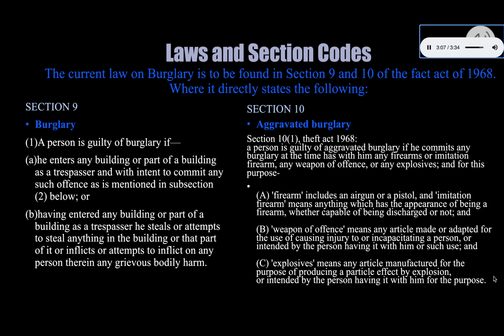Part C. Explosive means any article manufactured for the purpose of producing a practical effect by explosion, or intended by the person having it with him for that purpose. This offense requires proof of elements of burglary under Section 9(1)(a) or Section 9(1)(b), both the actus reus and the mens rea, and that at the time of the burglary the defendant was in possession of the objects listed above.